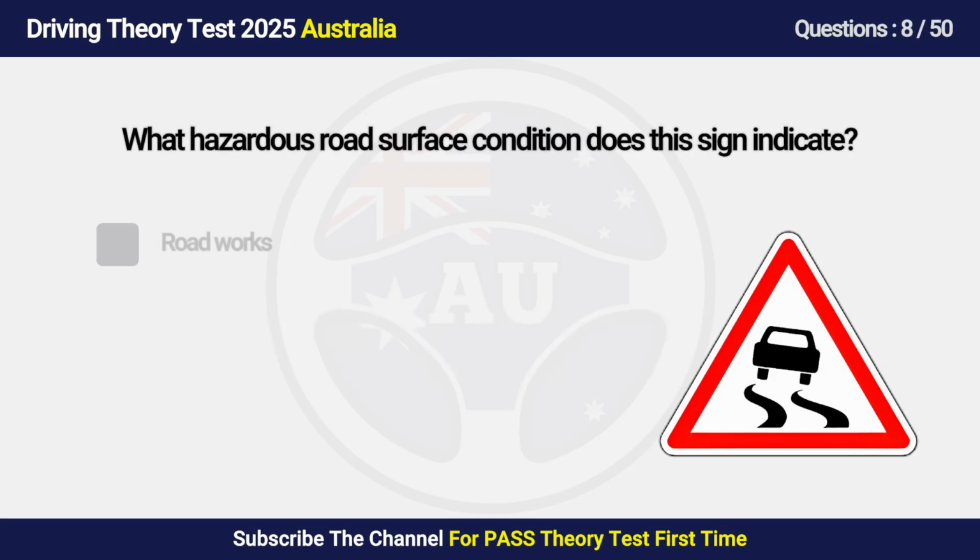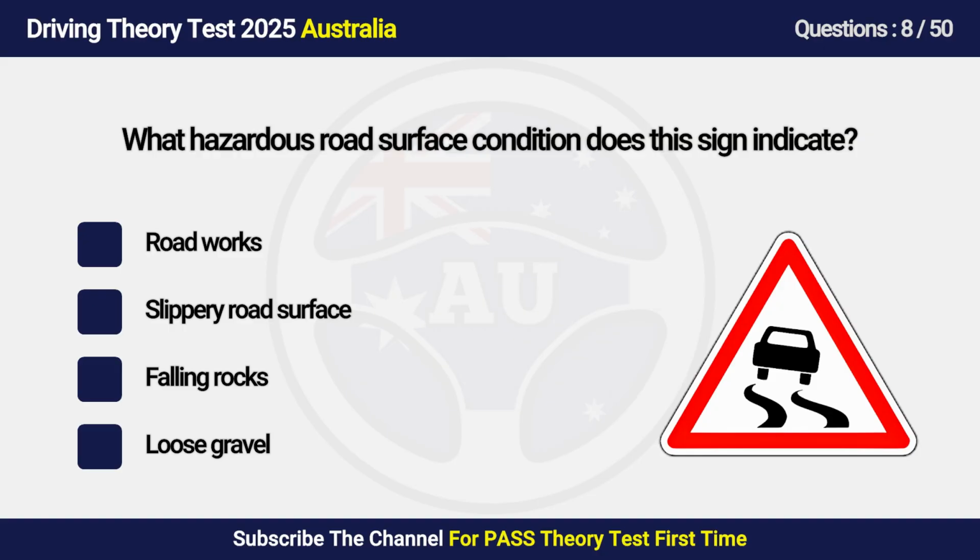Question 8. What hazardous road surface condition does this sign indicate? A. Roadworks. B. Slippery road surface. C. Falling rocks. D. Loose gravel.